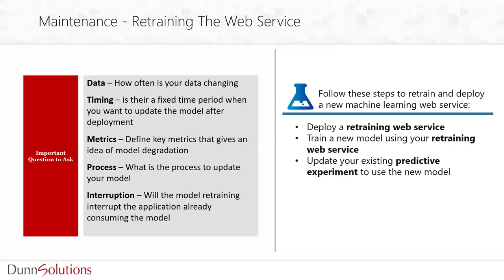Now let's see how you can retrain a web service in Azure. And it's really easy. I mean, you basically deploy a retraining web service. We're going to see all of this in our demo. With that retraining web service, you'll train a new model using some API calls, and then you will update your existing experiment, the predictive experiment that you have, with this new retrained web service. So it's pretty simple, and we'll see how we do that in our demo.